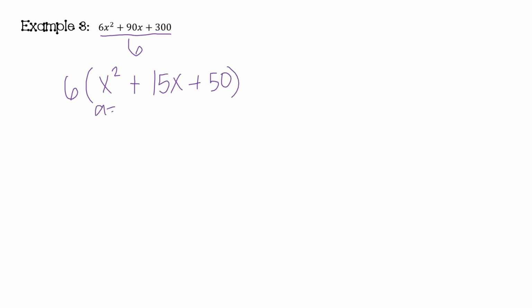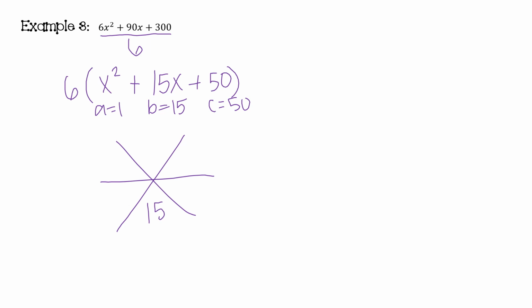So now I have A is equal to 1, B is equal to 15, C is equal to 50, and we can create our star. So B goes in the bottom. This would be just 1x and 1x, and then A times C goes in the top. So 1 times 50 is 50. So now we are coming up with what multiplies to be 50, any factors of 50. So 1 times 50, 2 times 25, and 5 times 10.